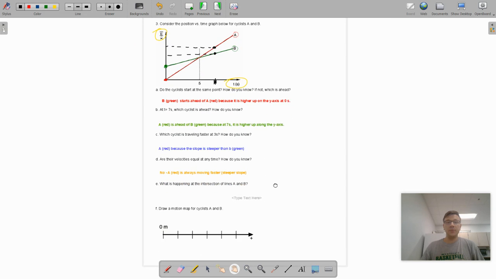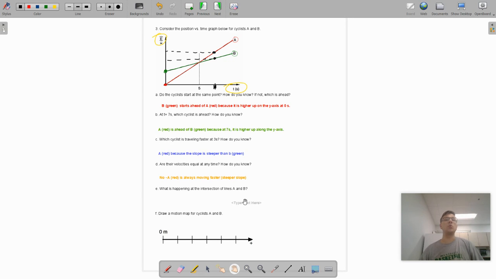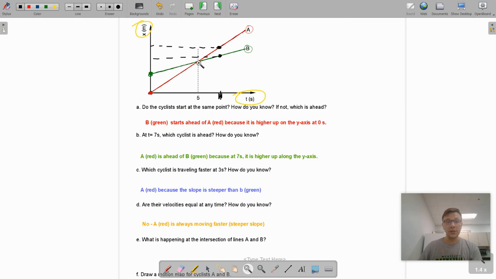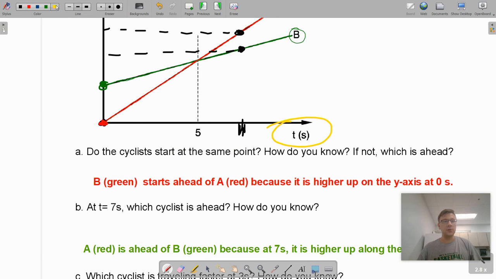So at the intersection of A and B, remember vertically along this y-axis, all that's telling us is the position of the object, however far up along the y-axis it is. So if they end up crossing over right there, what that's telling us is that they're in the same exact position. So at this moment right here, and let me circle it, at 5 seconds, object A is passing object B. So they are right next to each other at the intersection, and then A passes.